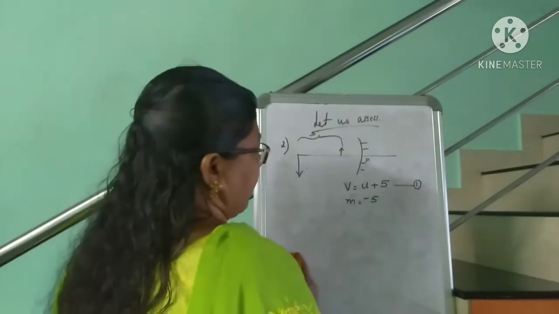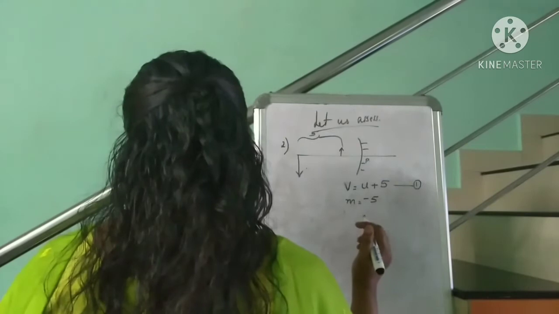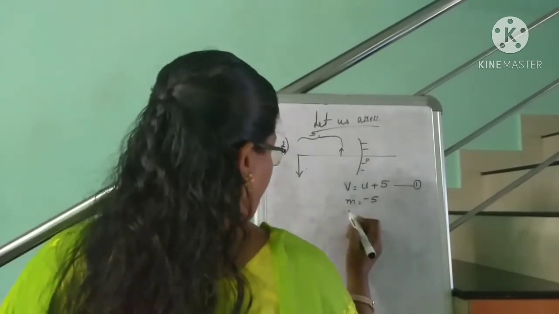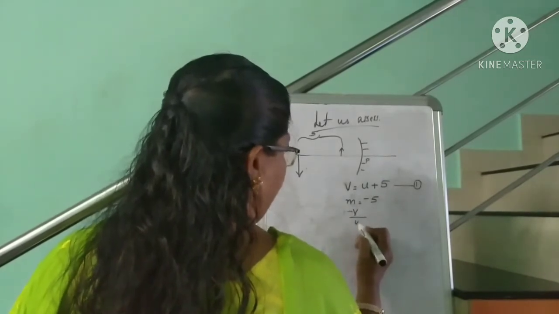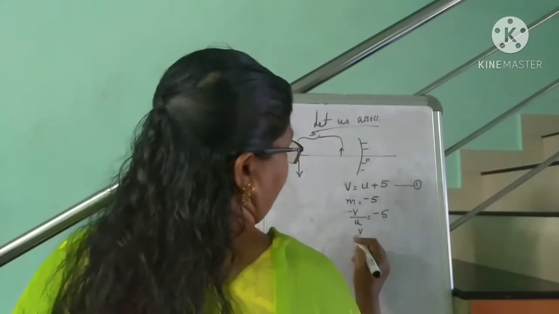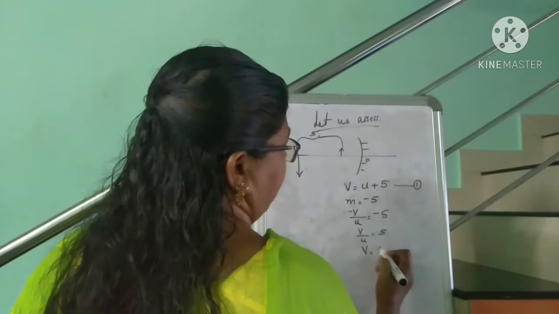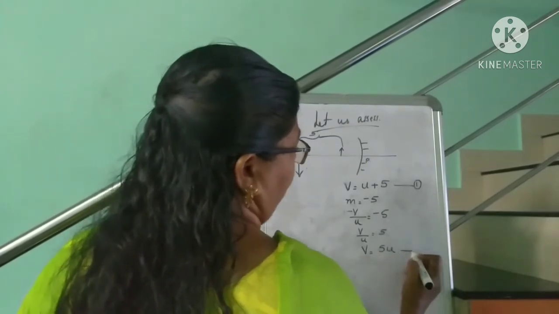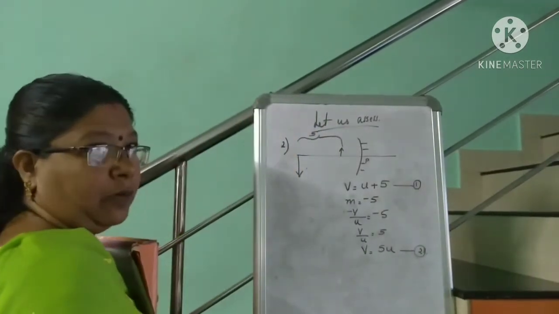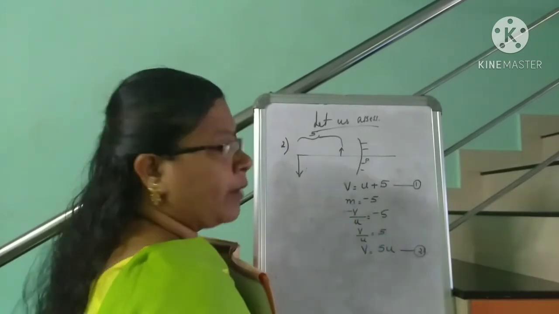So we can write, what is magnification? Magnification is minus v by u is equal to minus 5, or v by u is equal to 5. V is equal to 5u. This is equation number 2. Now substitute this value in equation number 1.